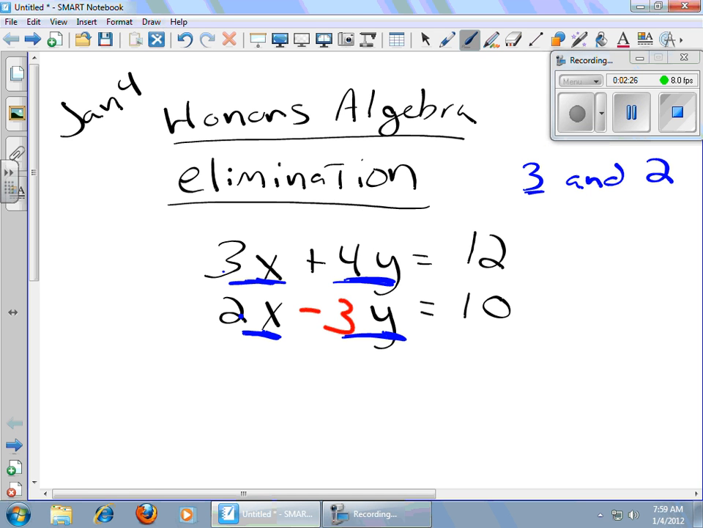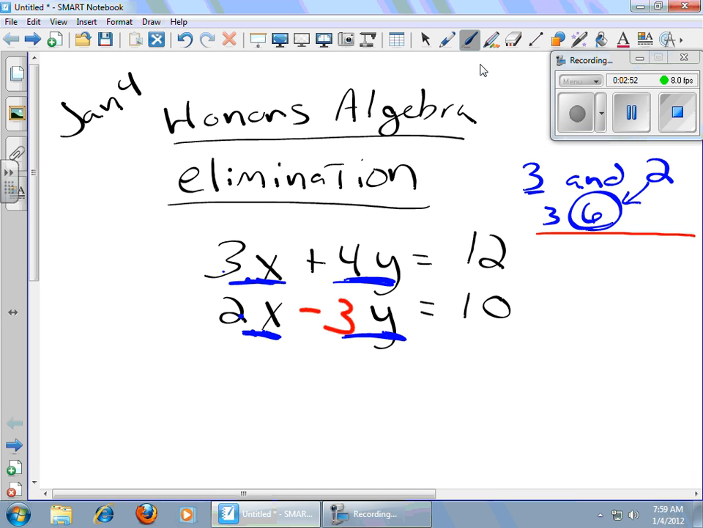3 is larger than 2, so I'm going to count by 3s. I'm going to go 3, 6, stop! Why did I stop? Because 2 will divide into 6. So, one approach I could take is to make both of my x coefficients turn into 6. I could also, if I had wanted to, do it the y way, but I'll do it the x way, and talk about the y way for just a minute.